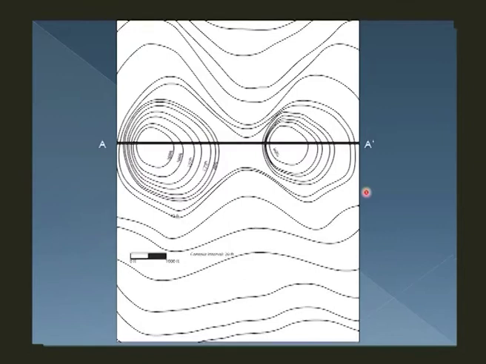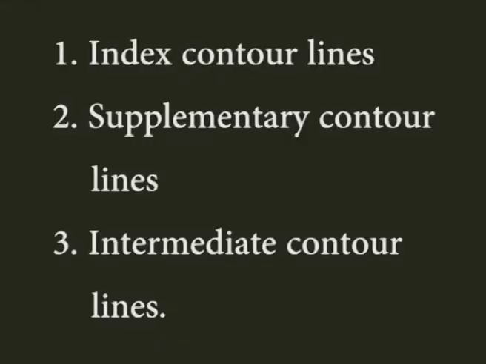The most distinctive characteristic of contour lines is that the three-dimensional shape of the earth surface is modeled in two-dimensional map surface. The elevation represented by contour lines is the vertical distance above or below sea level. There are three types of contour lines used on a standard topographic map, such as index contour lines, supplementary contour lines and intermediate contour lines. All these contours or isolines show equal elevation.